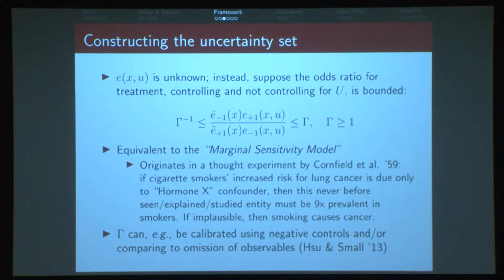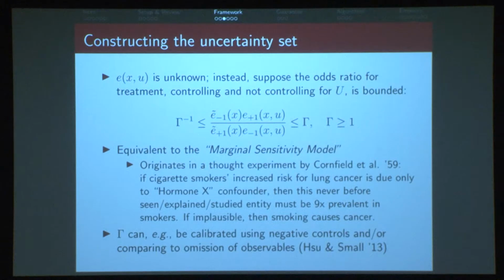Cornfield et al. in '59 tried to push that idea and think, what does that imply if that were the case? If cigarette smokers' increased risk for lung cancer is due only to this hormone X confounder, then this never before seen, unexplained, or studied entity has to be 9 times more prevalent in the smoking population. And if this proposition is as implausible as it sounds, then smoking must cause cancer. So here this gamma would be 9.